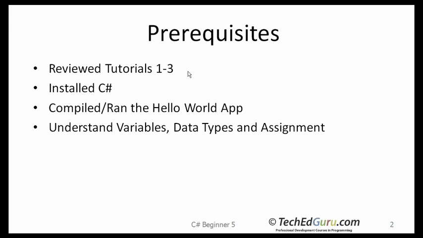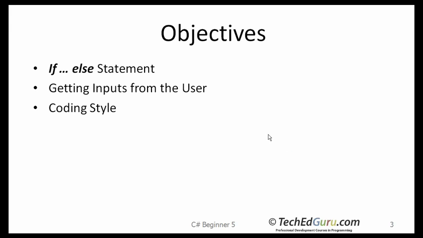I hope you have reviewed my earlier 3 tutorials, have installed C#, are able to compile and run applications, and understand variables, data types, and the assignment statement. The objectives of this lesson are to learn about the if-else-if statement, getting input from the user, and the coding style.